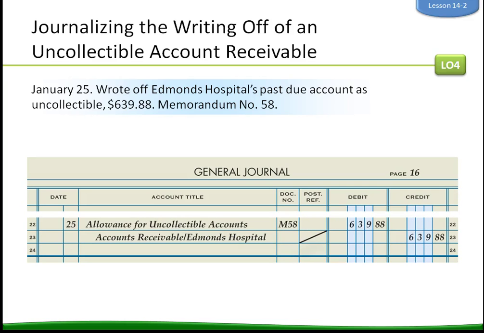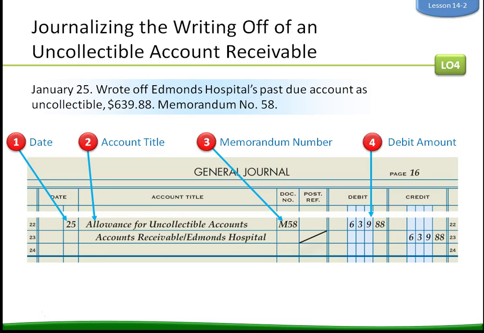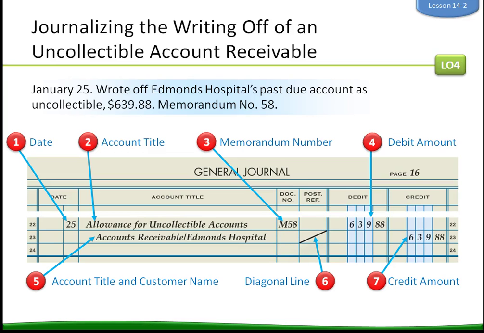All right, let's write it in. Our date, allowance for uncollectible accounts, in the memorandum 58. Our debit amount, the account title and the customer name. So accounts receivable, Edmonds Hospital, and notice our post-ref has a slash because we need to put two sets of numbers in there. And credit amount, we're going to come back to this slash in a minute.